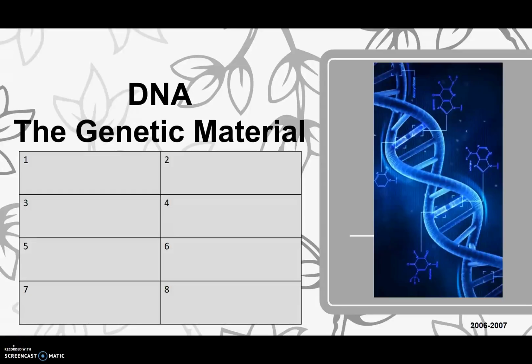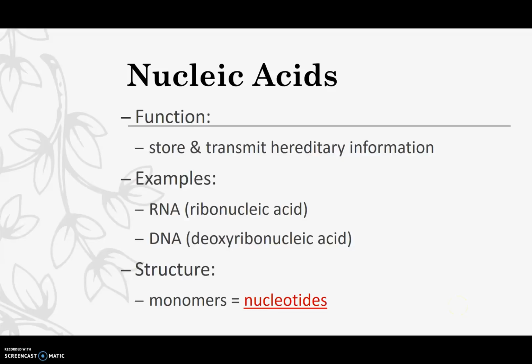So for our chapter 13, our second set of boxes is DNA, the genetic material. Our previous set were on the experiments leading up to the discovery that DNA was the molecule of inheritance. Okay, so nucleic acids can be both DNA and RNA, and their job is to store and transmit hereditary information. But the key here is that their monomers are nucleotides.